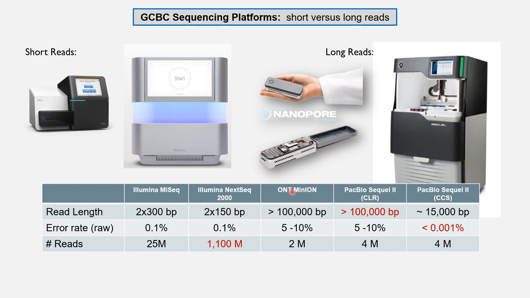The Oxford Nanopore MinION and the PacBio Sequel II are both capable of sequencing greater than 100,000 base pairs of continuous sequence, but at much lower throughput and much higher error rate. Most importantly, the Sequel II is also capable of sequencing fragments up to 15 kb with extremely high accuracy.